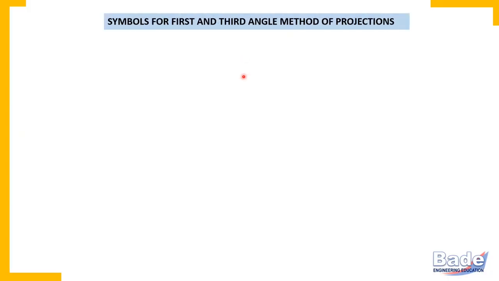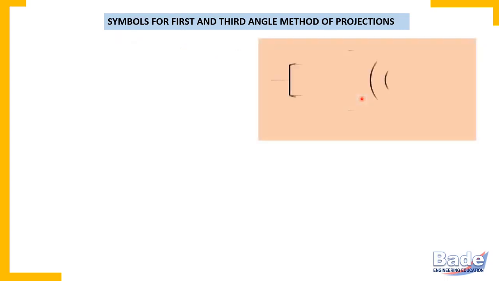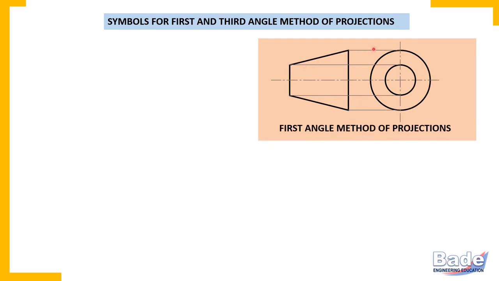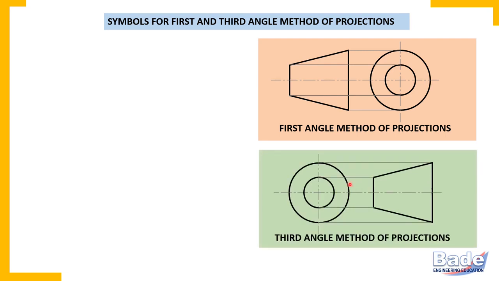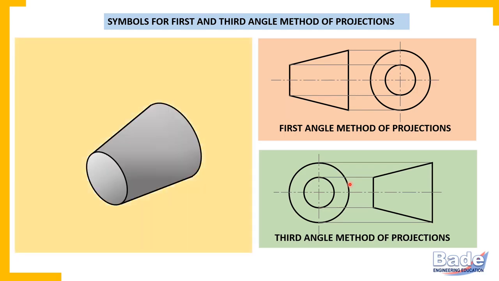Now let's talk about symbols for first and third angle method of projections. This is the symbol used for first angle method of projection. And this is the symbol used for third angle method of projection. What exactly is it? Let's study.